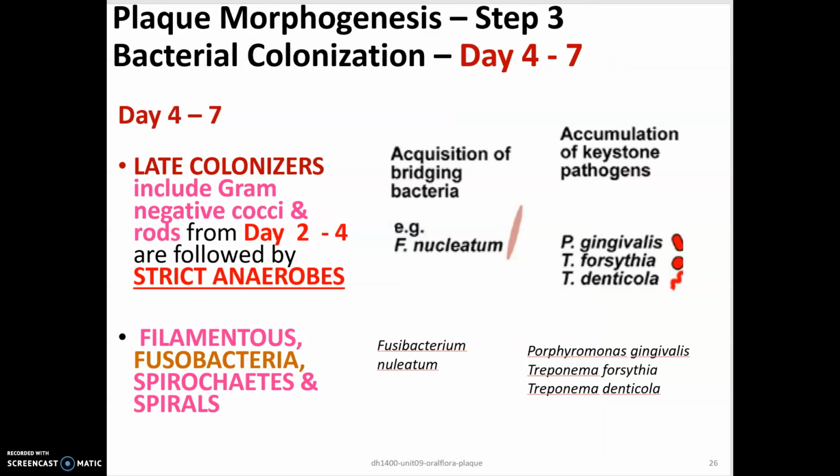Now, if we move on to day 4 and 7, so by the end of the first week, we've got our late colonizers here already. Now we're going to have gram-negative cocci and rods. These next ones that are going to move in are going to be strict anaerobes. They're going to be anaerobic. They won't be aerobic bacteria whatsoever. And you'll see different shapes, the filamentous, the fusobacteria. We'll see spirochetes and spirals. So by week 7, we've gone from just streptococcus aerobes to strict anaerobes. Now we're talking about rods, spirals, spirochetes, filamentous bacteria. So now we've got a very large diversity of species living in this biofilm.